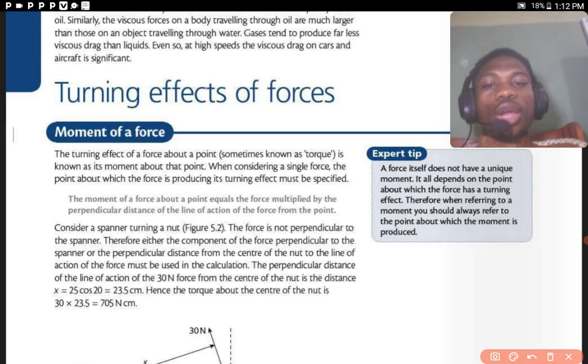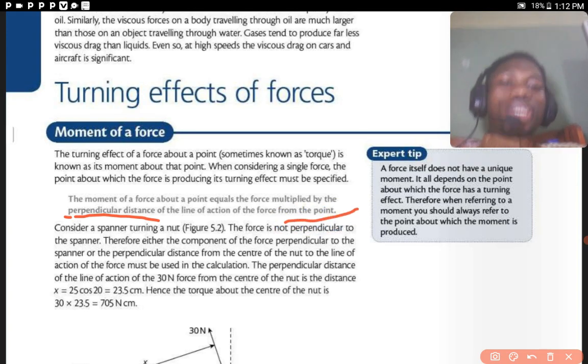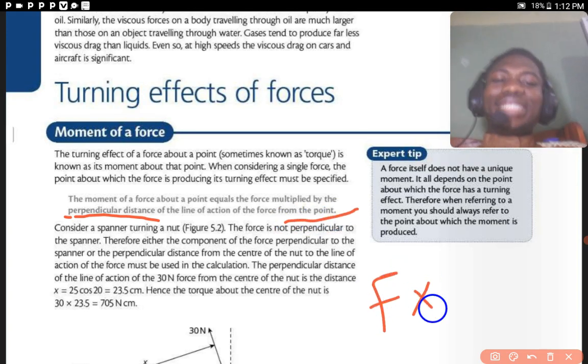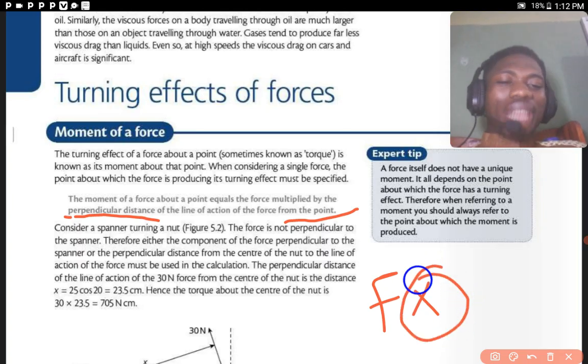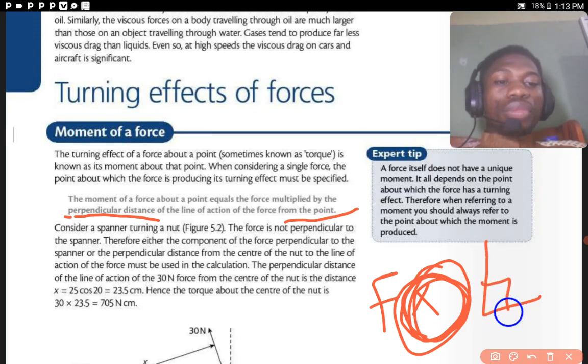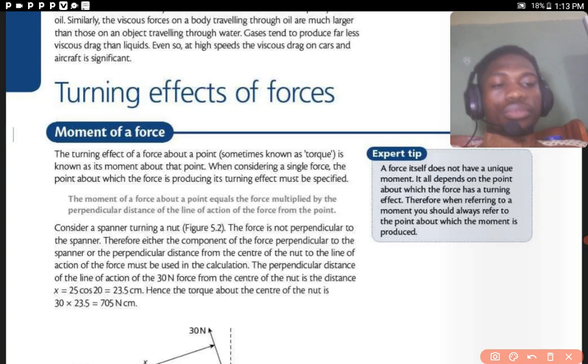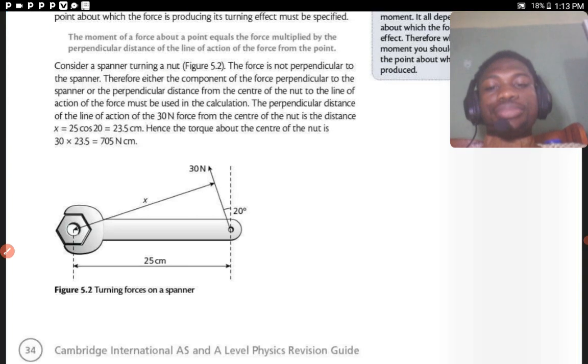The first thing is perpendicular distance from a point. So it is not just force times distance. The moment is not only force times distance. This distance here must be perpendicular, and this distance is taken from a particular point. Okay, so good. You can see an example here.